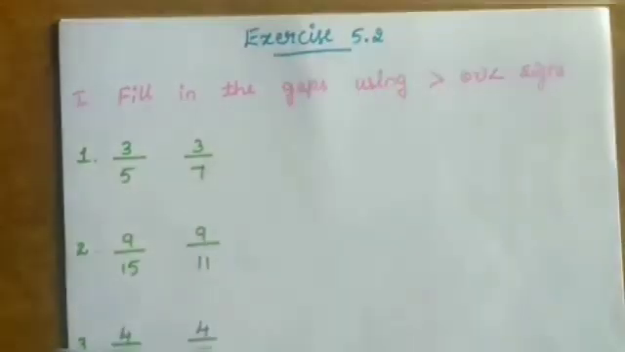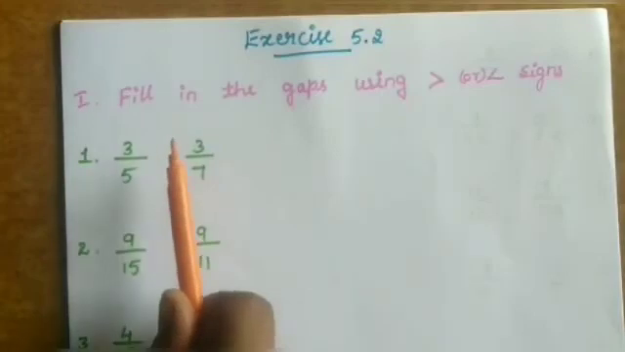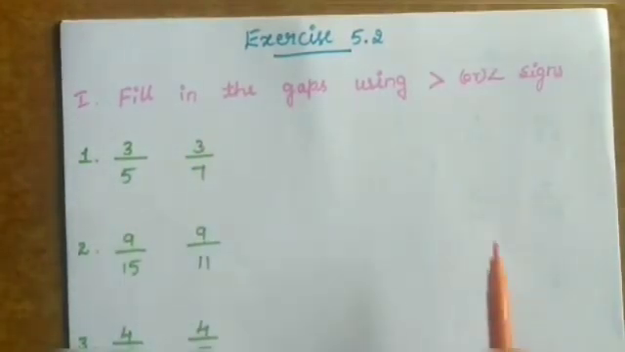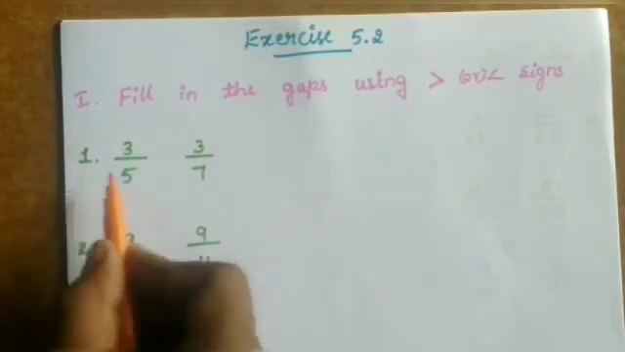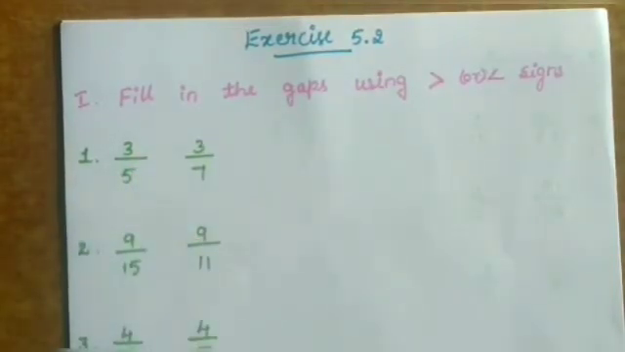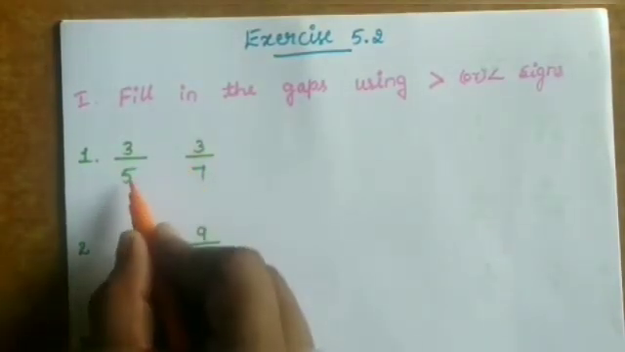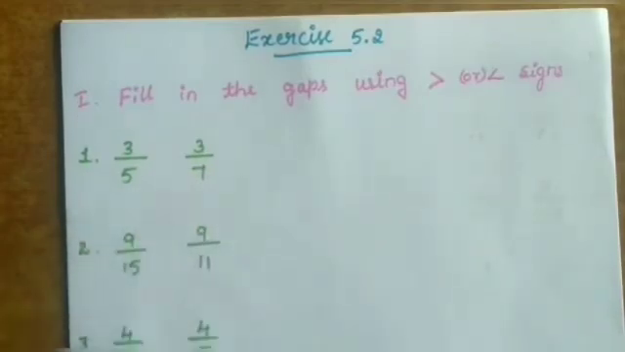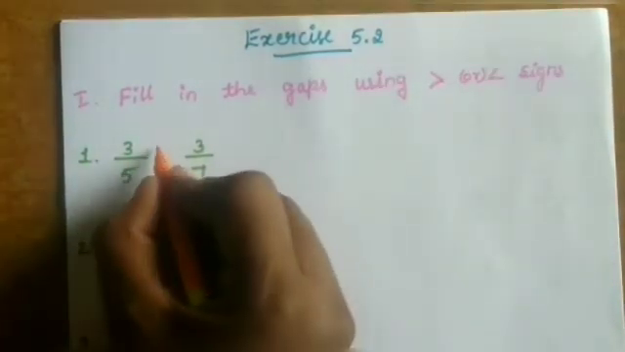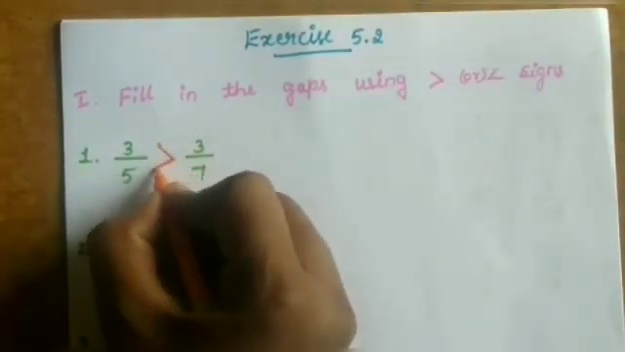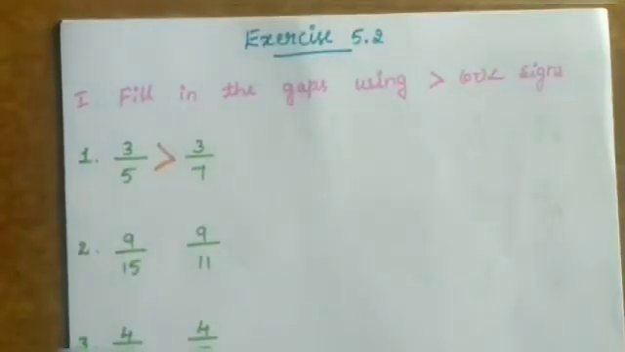Let us do exercise 5.2. First, fill in the gaps using greater than and smaller than signs. First question, 3 by 5 and 3 by 7. Here both the numerators are the same, so we are comparing the denominators. The lesser the value of the denominator, the greater the fraction. So we use the symbol greater than.